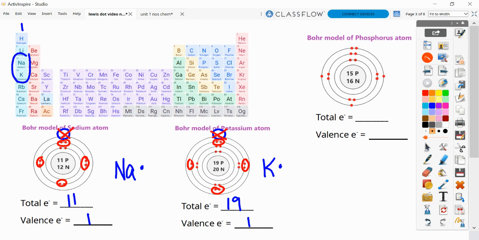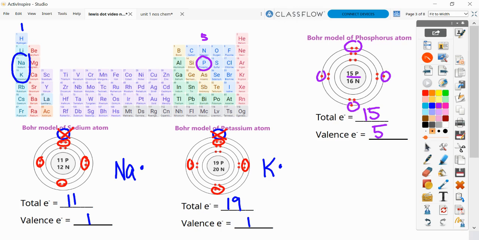Now, let's take a look at phosphorus. Phosphorus is here. It's in the nitrogen family, which will have 5 valence electrons. So let's check it out. We could see that phosphorus is atomic number 15, so it has 15 total electrons, and then it has 2, 3, 4, 5 valence electrons.